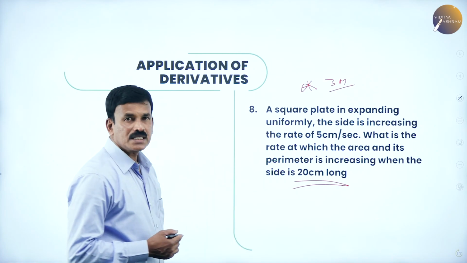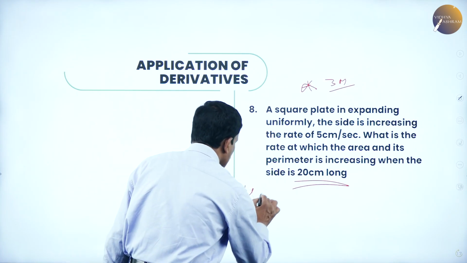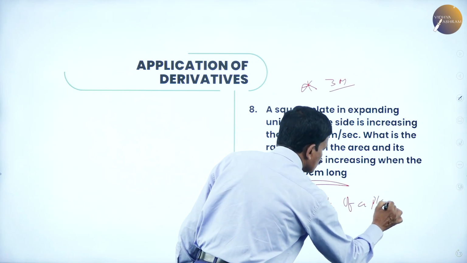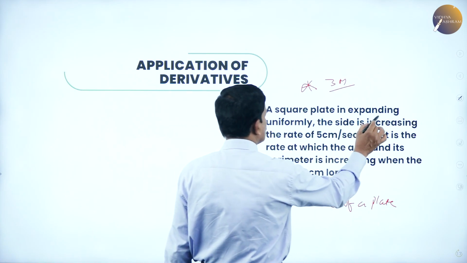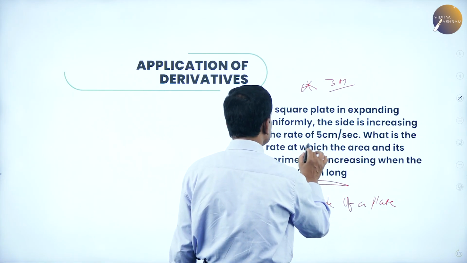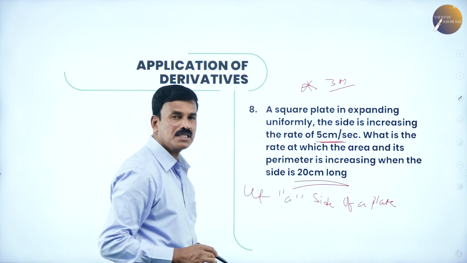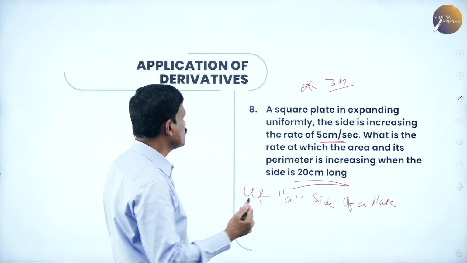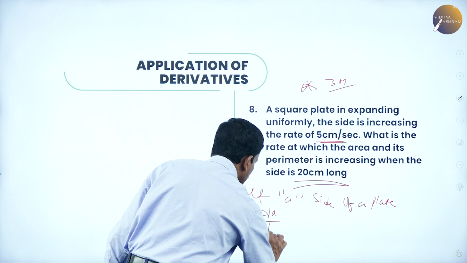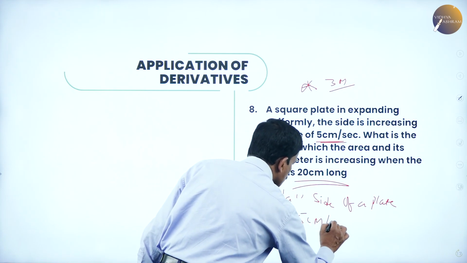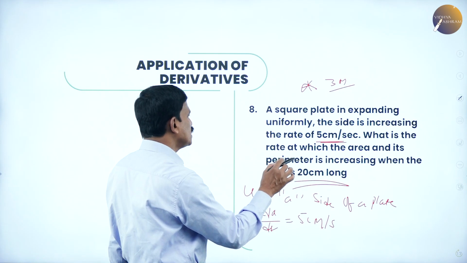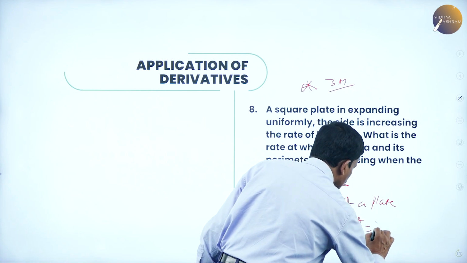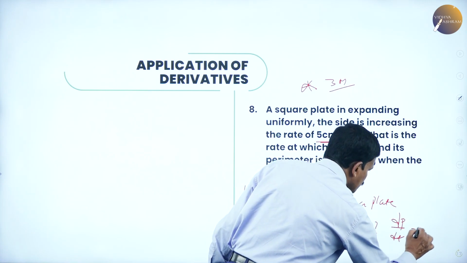Let us consider the side of a plate. Let A be each side of the plate. Now what is given? A square plate is expanding uniformly. The side is increasing at the rate of 5 centimeters per second. So that is given: dA by dt is equal to 5 centimeters per second. What is the rate at which the area and the perimeter are increasing? The area is dA by dt and the perimeter is dP by dt. This is to be determined.